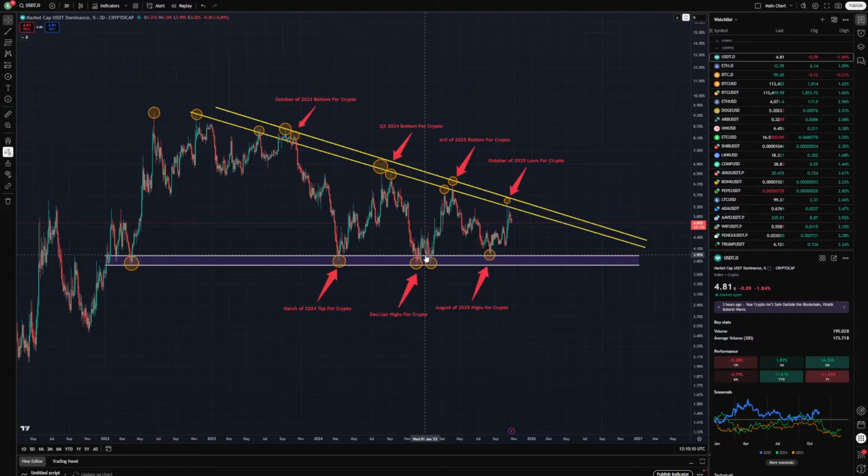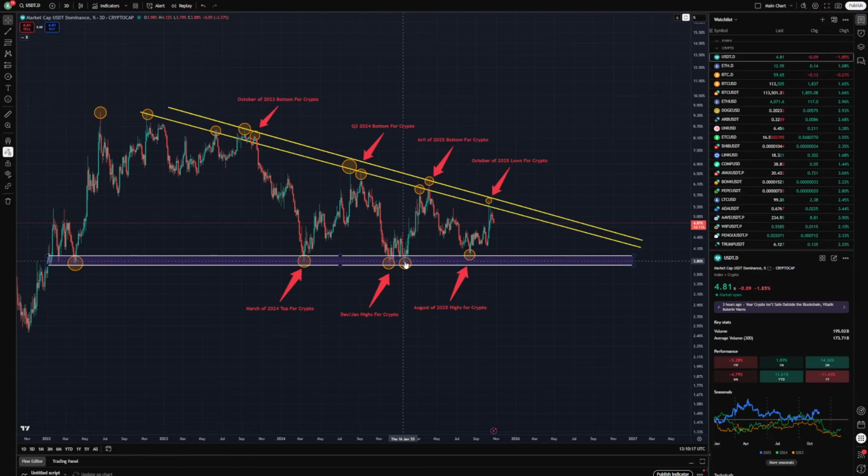We come back down to the 3.9/3.70% level. Guess what? Everyone thinks we're going up forever again.